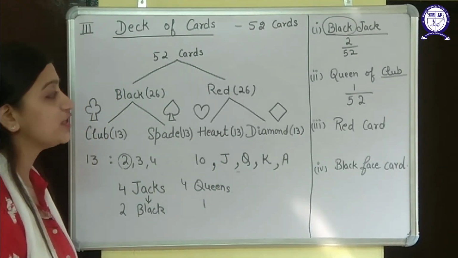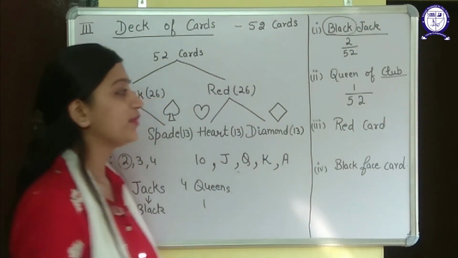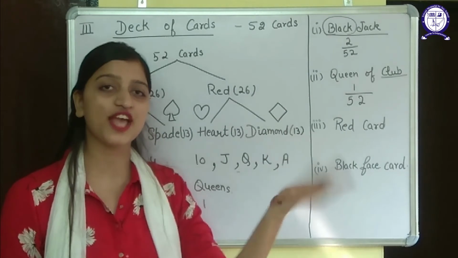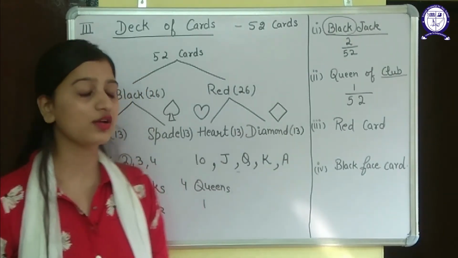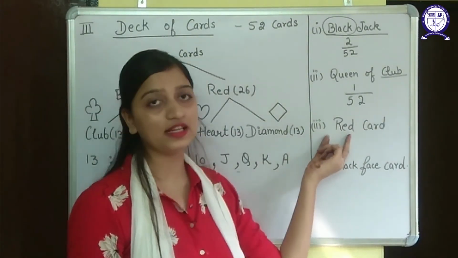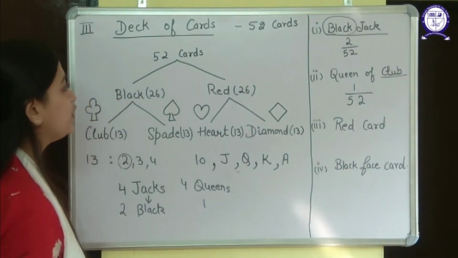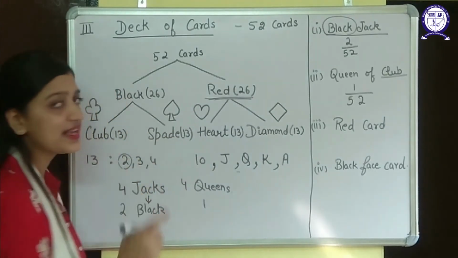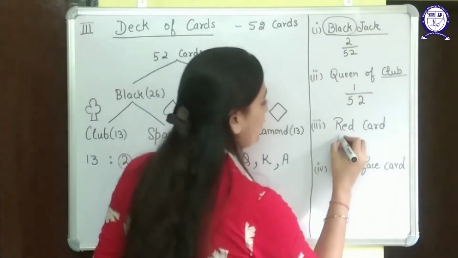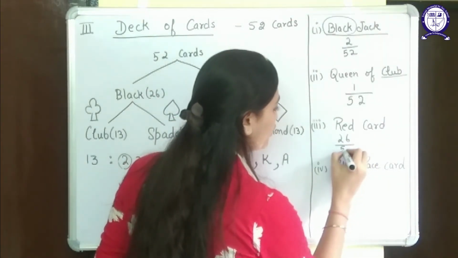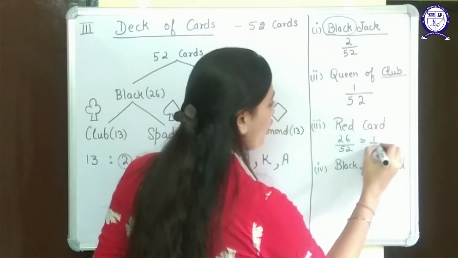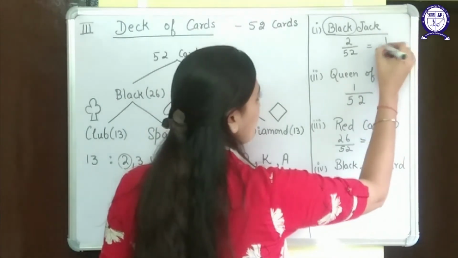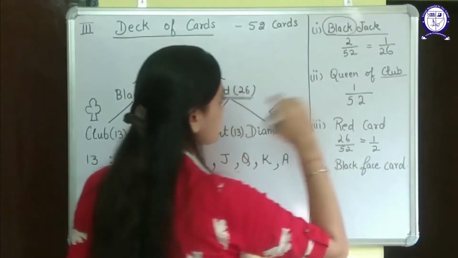Now coming to the third question, it asks about the red card. Now there is no condition on the card that it's a 2, 3, 4, 5, jack, queen, king, ace. It's not talking about that. It's saying it should be a red card. How many red cards are there? You can simply see that there are 26 red cards. So it will be 26 upon 52. You can simplify all the questions. This is 1 upon 2. This is 1 upon 26.